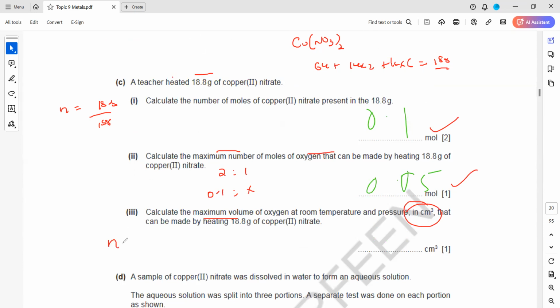Then calculate the maximum volume of oxygen in centimeter cube. If we need the volume, it's moles multiplied by 24, but that will be in dm cube. If you want in cm cube, multiply by 24,000. Directly you can do. So 0.05 multiplied by 24, that will be in dm cube, and dm cube to cm cube we multiply by 1000. So we get 1200 centimeter cube.